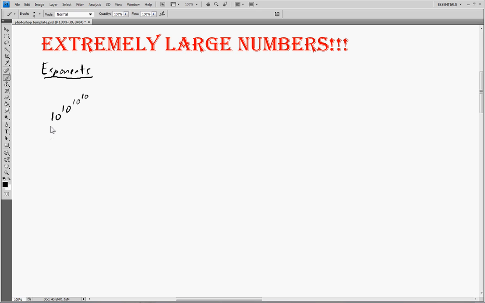So in high school you learn about things like BEDMAS. Well, this also has an order of operations, and it's top down. So the first thing we do here is we start at the top with 10 to the power of 10, which is equal to 10 billion. Then we take 10 to the power of that, and then 10 to the power of that.